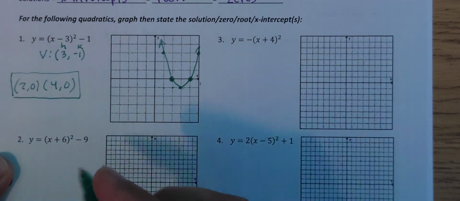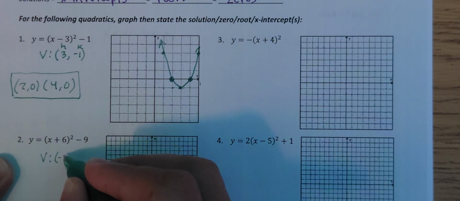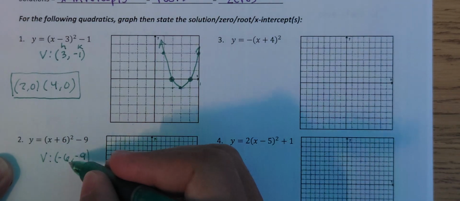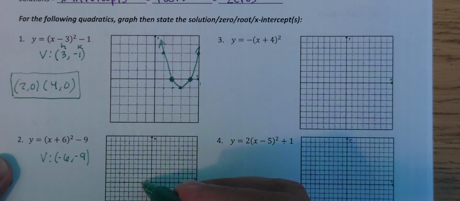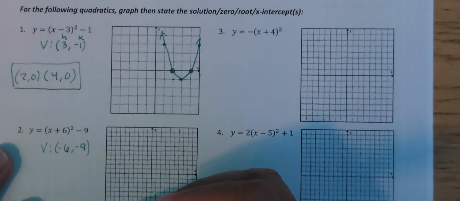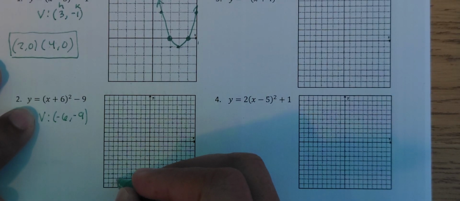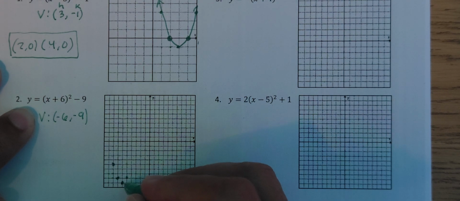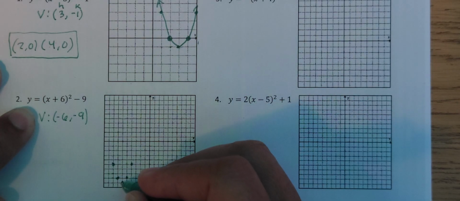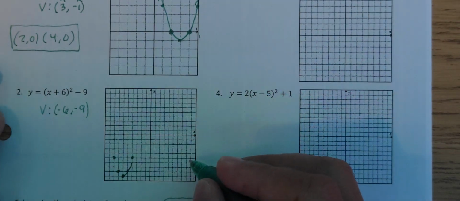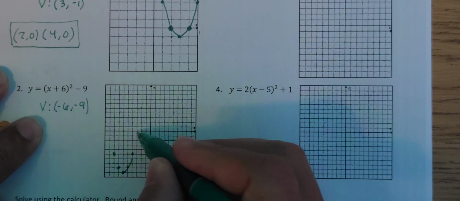Example number 2, the vertex for this one is where x is -6 and y is -9. So I'm going to plot that point first. This is 1, 2, 3, 4, 5, 6, then down 1, 2, 3, 4, 5, 6, 7, 8, 9, right there. So we're running into our good friend 6, 7, right? Okay, so I'm going to go left 1, up 1, left 2, up 4. Right 1, up 1, right 2, up 4. Then connect the points. And you know what, I'm going to keep going here because I want to see exactly where the graph crosses the x-axis.